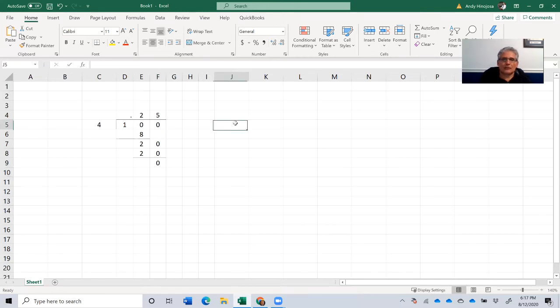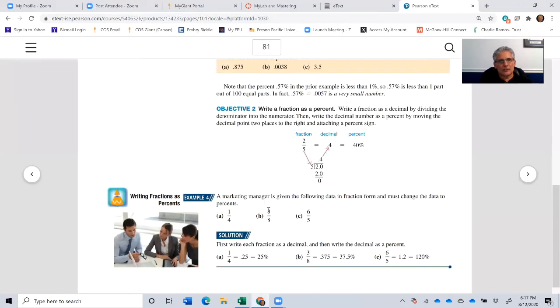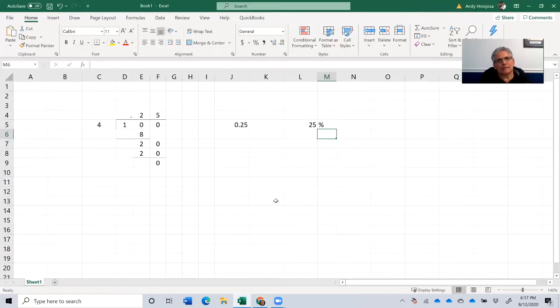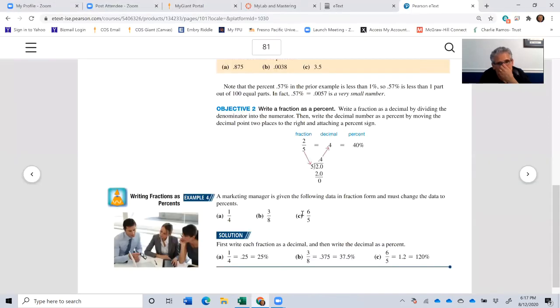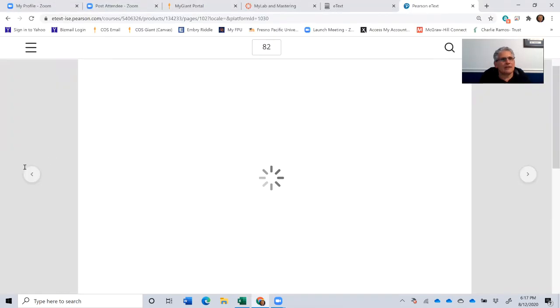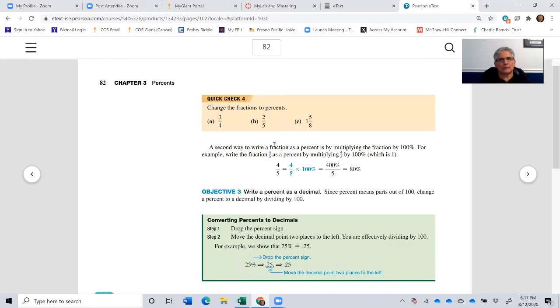0.25 is our answer. 0.25 is 25 hundredths. When we write it as a percent, we slide the decimal to the right 2 times. That means we're going to end up with 25, and that in the form of a percent is 25%. So getting back to the original question, 1/4 is equal to 25%. You can do the other two examples.